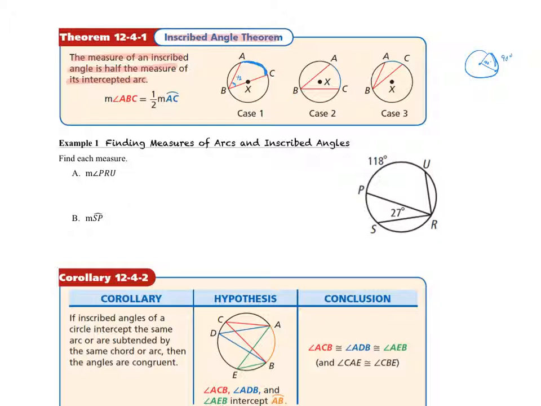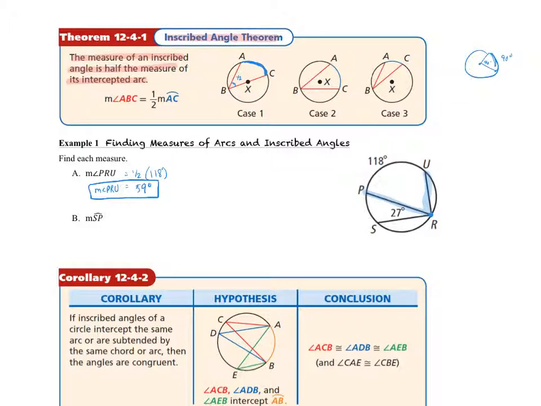Okay, so first example, measure of angle PRU. I've highlighted the angle in blue for you to be able to see. And it is an inscribed angle since it's hitting the edge, and the angle segments are made up of chords. And so therefore the measure of angle PRU is equal to 1/2 of the arc that subtends it, which is going to be 118 degrees. So it's going to be 59 degrees. The measure of angle PRU is equal to 59 degrees.